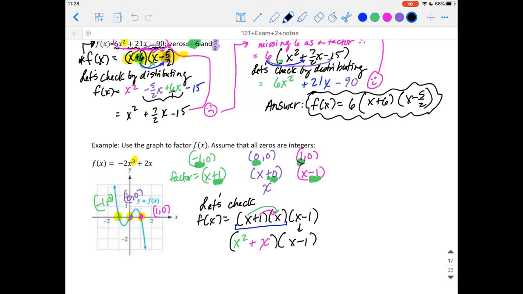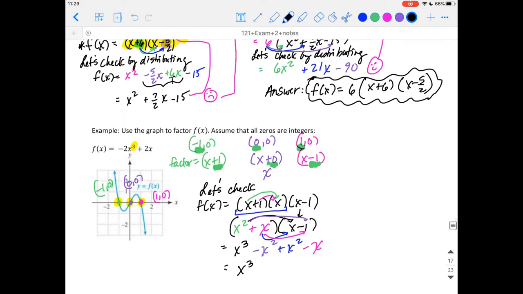So here we go. X squared times x is going to give me x cubed. X squared times a minus 1 is minus x squared. X times x is plus x squared. And then x times a minus 1 is minus an x. And so simplifying it out, I get x cubed, the x squared terms simplify to 0, and I get minus an x.